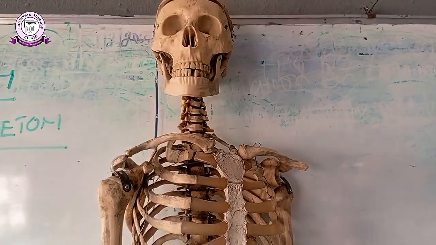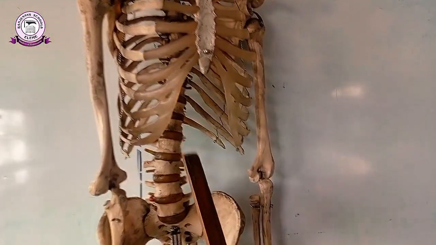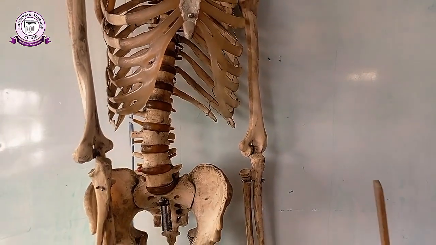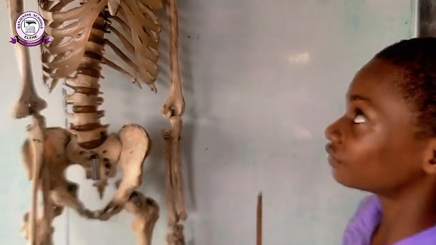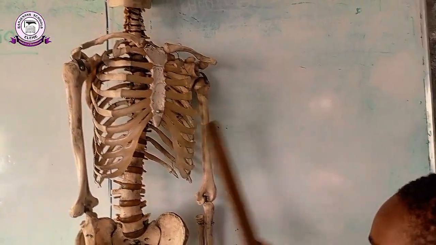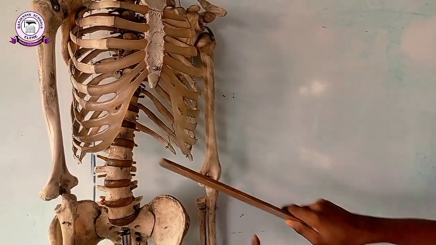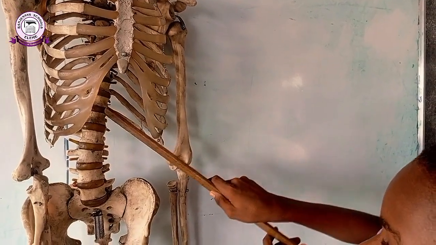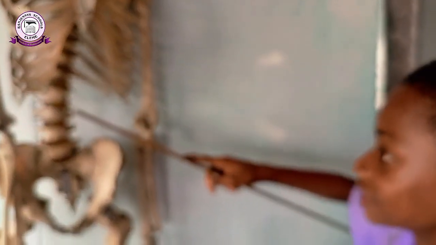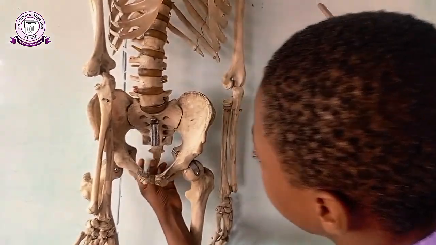The vertebral column. The vertebral column consists of 33 bones, which are piled one over each other. They are divided into five. The cervical vertebrae, found in the neck region. The thoracic, found in the chest region. The lumbar, found in the upper abdominal region. The sacral, found in the lower abdominal region. Then the caudal, found in the tail region.